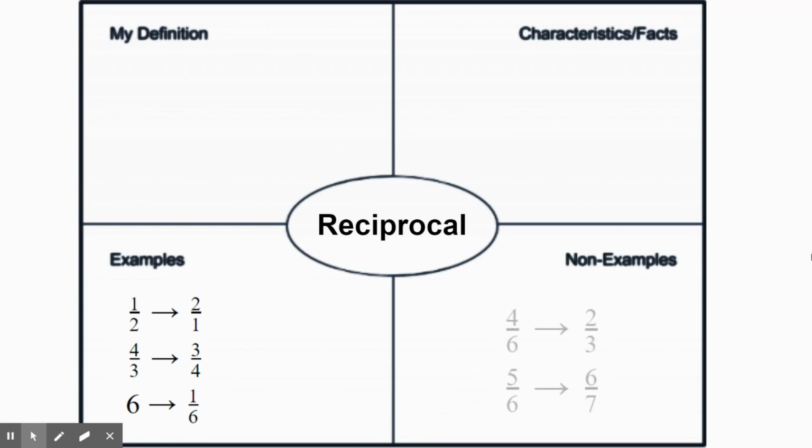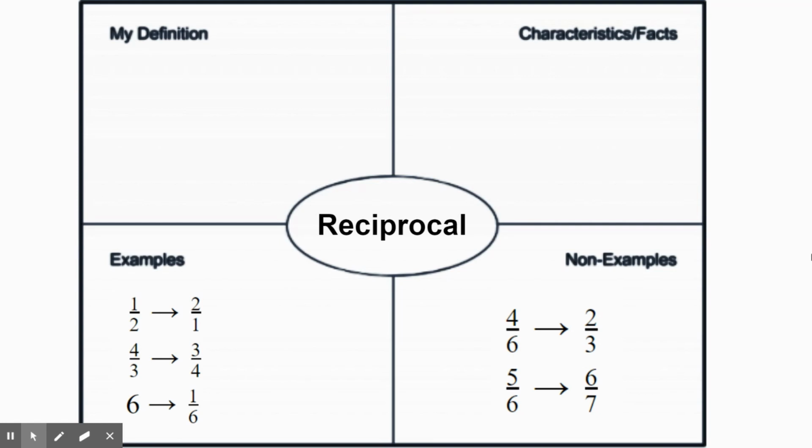If we look at some non-examples, we have 4 over 6 becoming 2/3. That's not a reciprocal, that's just simplifying the fraction. And then we have 5 over 6 becoming 6 over 7. That's also not a reciprocal, we're just adding 1 to both the numerator and the denominator. If it doesn't follow the pattern from the examples, it's not going to be a reciprocal. It has nothing to do with reciprocals.